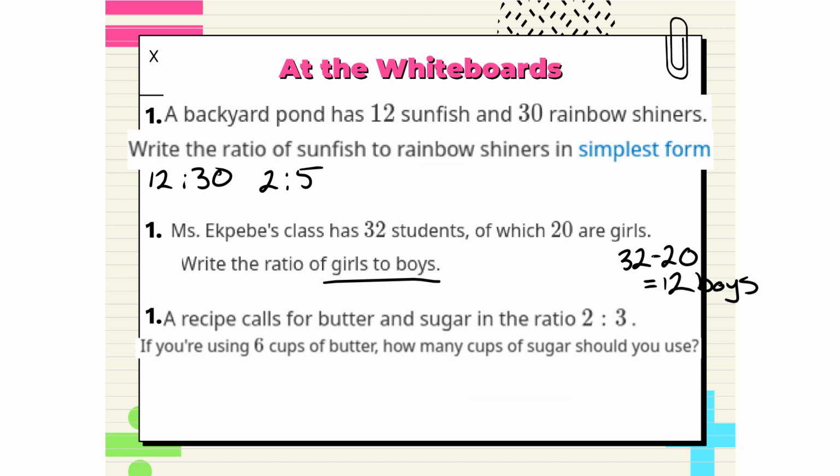So our ratio then of girls to boys is 20:12. But of course, we have to reduce that down. Both numbers are divisible by 4, so we end up with a ratio of 5:3.